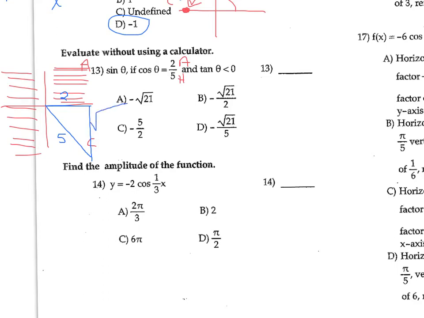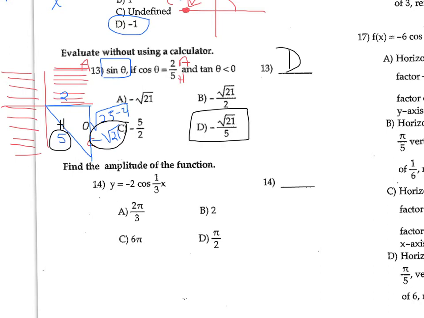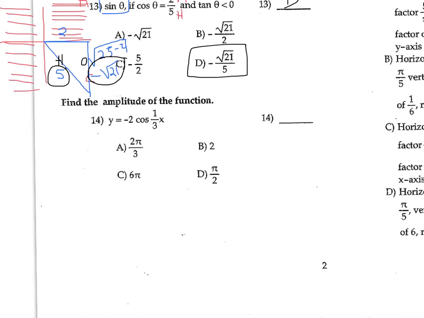How much would be the missing side? Well, the square root of 5 squared minus 2 squared, which is 4, and that would be 21. But keep in mind that that's going down, so it's negative square root of 21. So sine is opposite over hypotenuse. So it would be negative square root of 21 over 5. And that is D. And then 14 was the amplitude of that problem? This is 2. Absolute value of negative 2 is 2, so it's B.